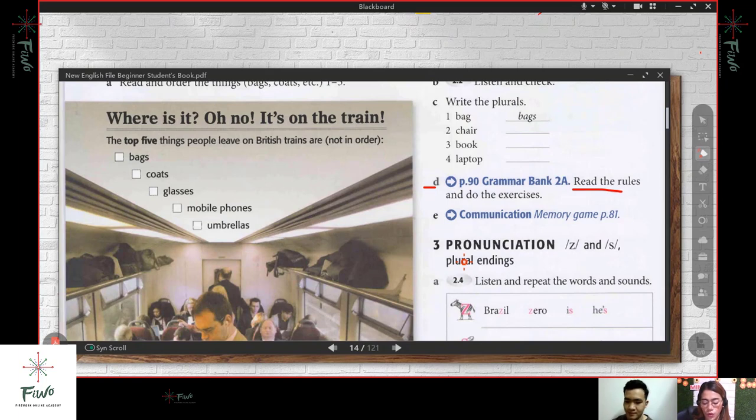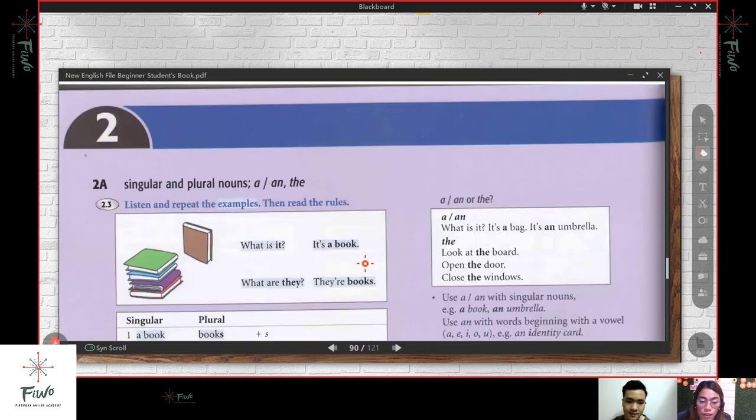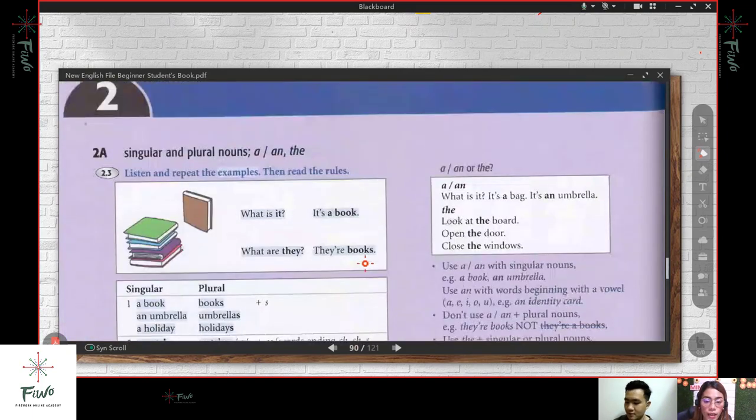So let's go on here. Read the rules and do the exercises. So you always eat your lunch late. So yes. We have your singular and plural nouns. Okay, that's the. So listen and repeat the examples, then read the rules.